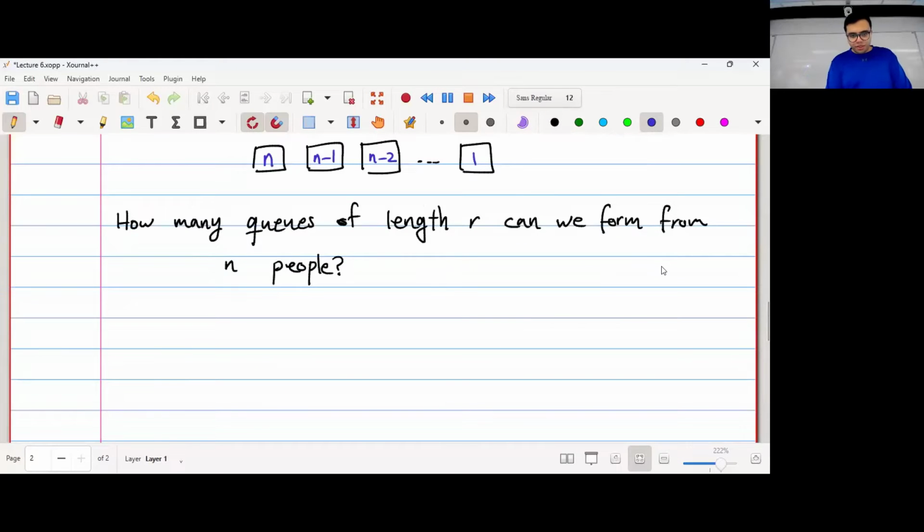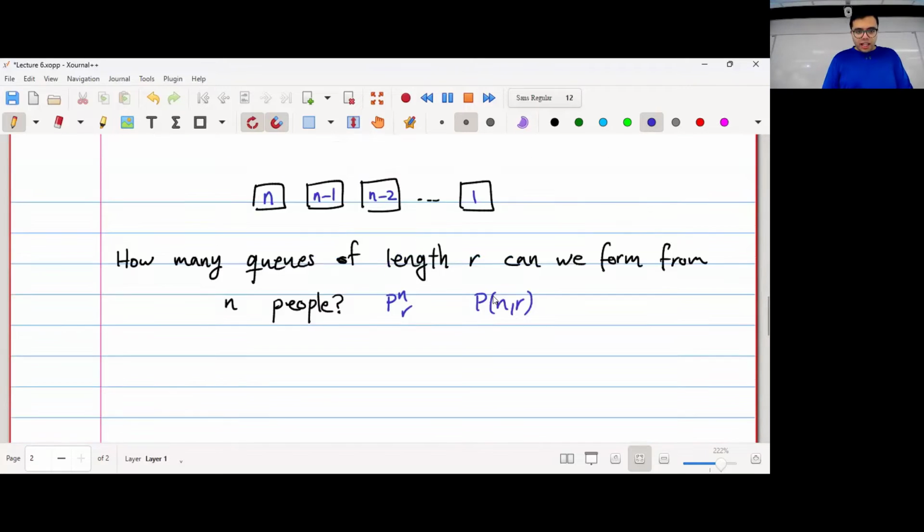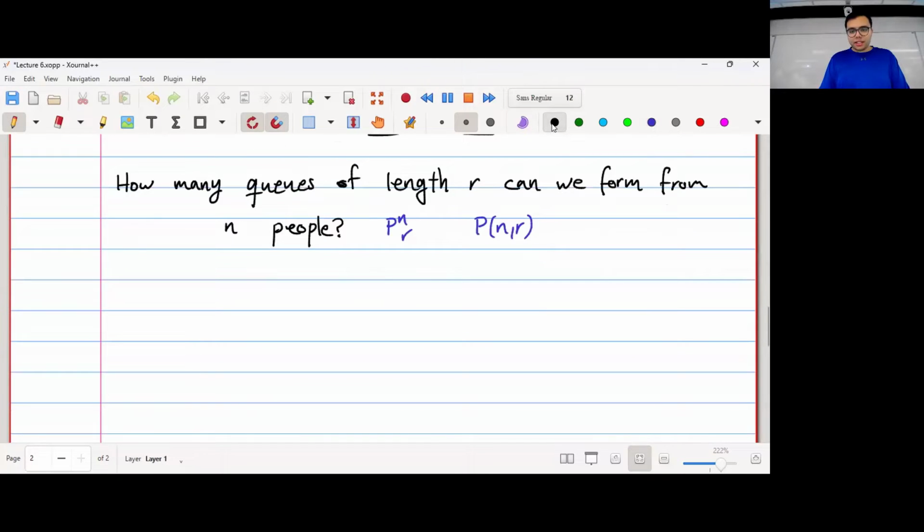So I'm going to show this number by P of n, r, or sometimes people write it like this, P of n, r. So the number of permutations of r items from n items, or the number of queues of r people from n. Okay. So I can look at the second solution that I had before, and I can just do something very similar. I can say, well, I want a queue of length r. So let's say that I have r different places. So I have place number 1, place number 2, 3, and so on, to place r minus 1 and place r.